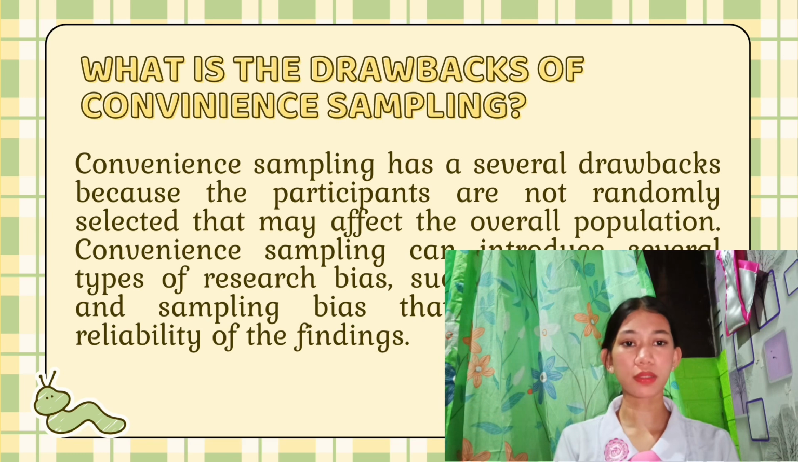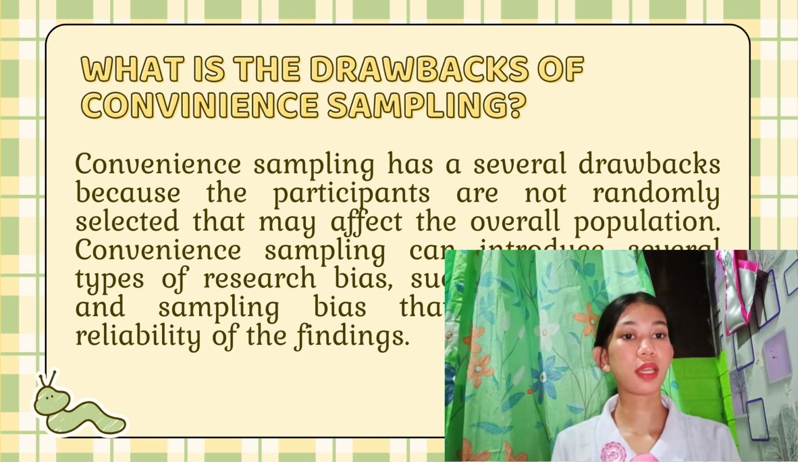What are the drawbacks of convenience sampling? Convenience sampling has several drawbacks because participants are not randomly selected, which may affect how well the sample represents the overall population. Convenience sampling can introduce several types of research bias, such as selection bias and sampling bias, that may affect the reliability of the findings.